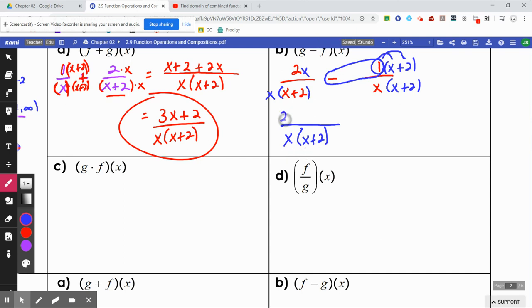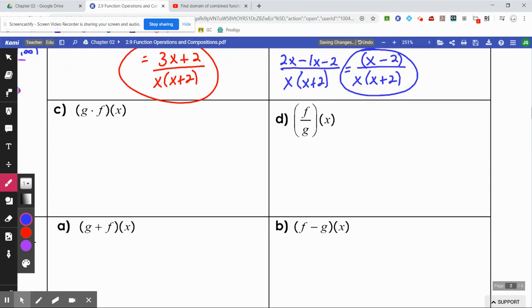So on top you have 2x from here. Distribute your -1, and that gives you a -x and a -2. So on top you now have 2x minus 1x, which is 1x minus 2 over x times x plus 2. Nothing factors, nothing crosses out, so that is your final answer. And you could put that top in parentheses if you would like to.